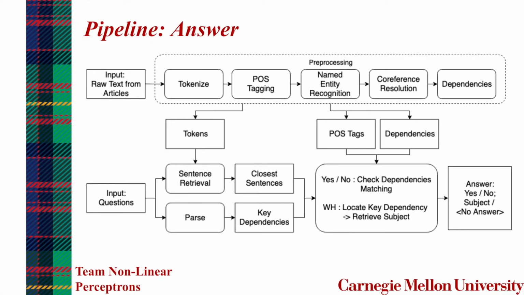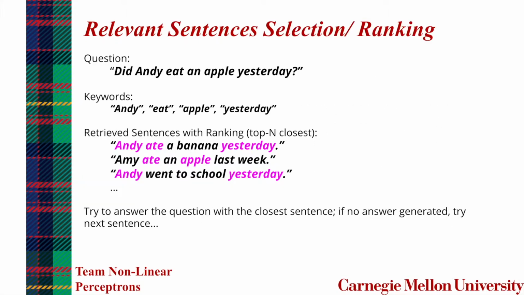For the answerer, we first applied a similar parsing process to question input and extract the key dependencies which indicate what the question is most concerned about. Then we searched for the sentences that are most likely to contain the information we want and look for the information we wanted from the sentences retrieved. To retrieve the most relevant sentences, we extracted all the keywords from the question by removing all stop words. Then we ranked the sentences in the order of number of keywords contained. We will try to answer the question with the sentence with most matches. If there is no answer generated by that sentence, we can try the next one until we got an answer or we used up all sentences in the top n list.